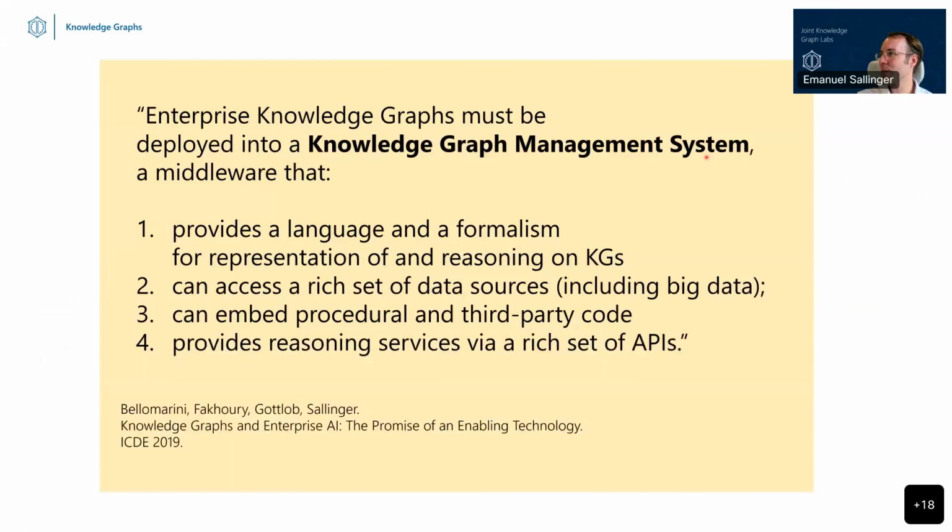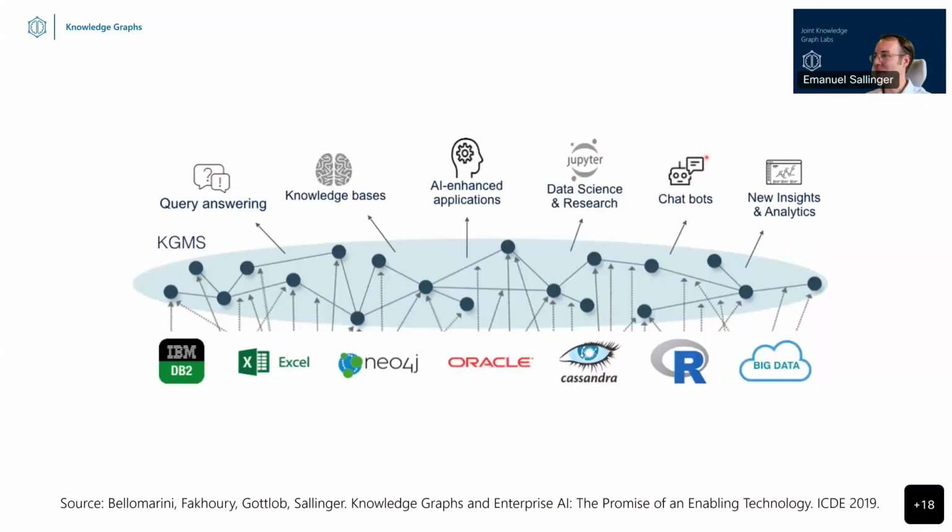So it's clear that we need some kind of definition of it, and one that we usually use as a working definition is: enterprise knowledge graphs must be deployed in a knowledge graph management system that allows you to provide a language and formalism for representation and reasoning. That's where our declarative AI rule-based reasoning heritage is coming from in some ways. It can access a rich set of data sources, can embed third-party procedural code, and provides APIs. So it kind of looks like that. That's the kind of system we are going to talk about right now.